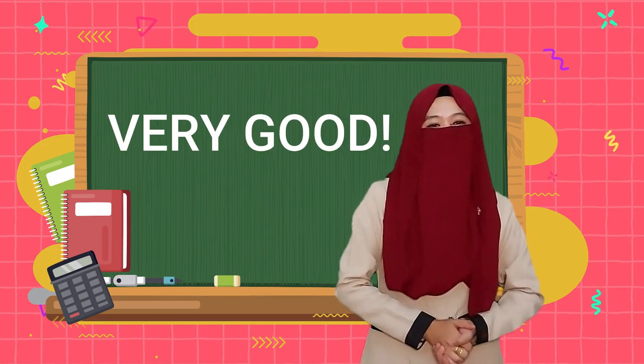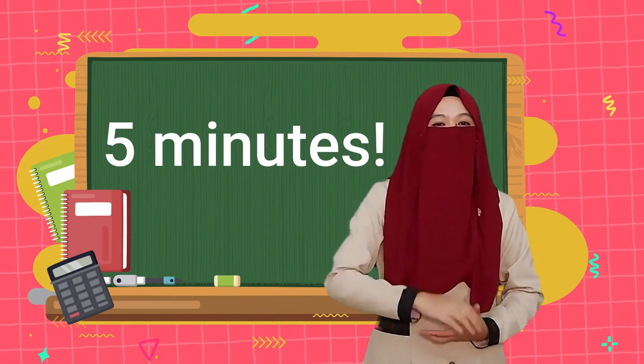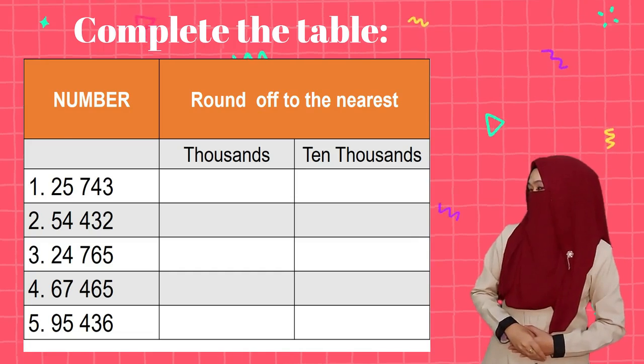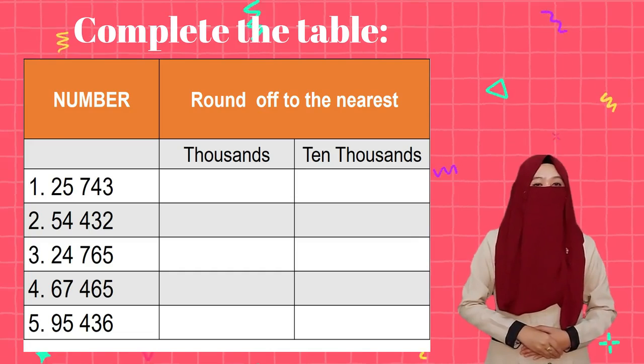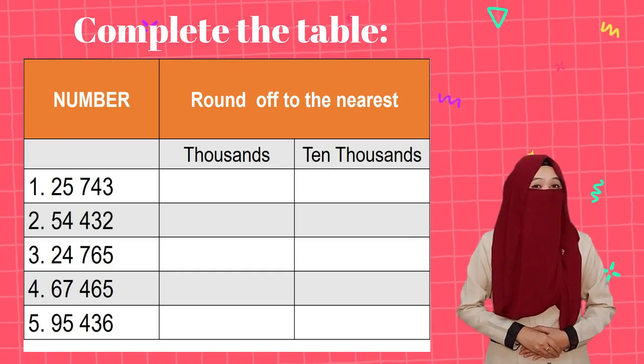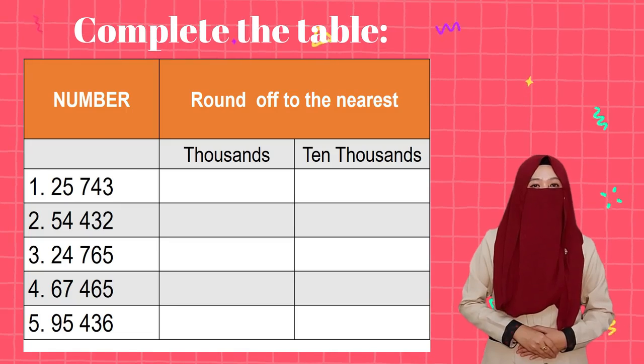Very good, my little kids. Now, let us check your mastery in 5 minutes. I want you to round off these numbers to the nearest thousands and 10,000s. Ready? Your time starts now.